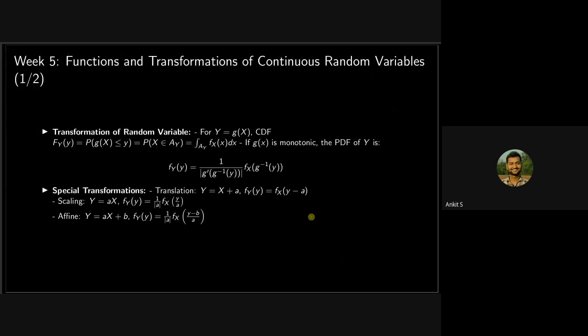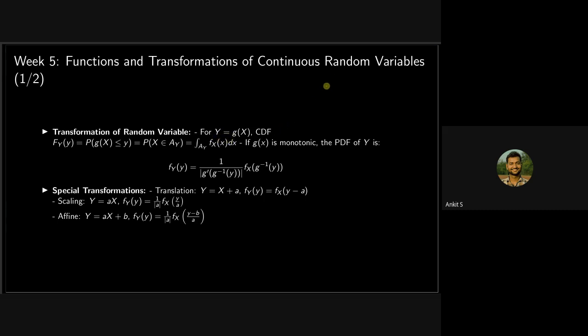Then week 5 is just a continuation of week 4. We were studying the continuous random variables. We discuss more properties of continuous random variables. For example, this thing we discussed for discrete random variables, right? When you have a random variable x and you define a function of x, y equals g of x, then how do you find the PDF of y? That is a challenge.